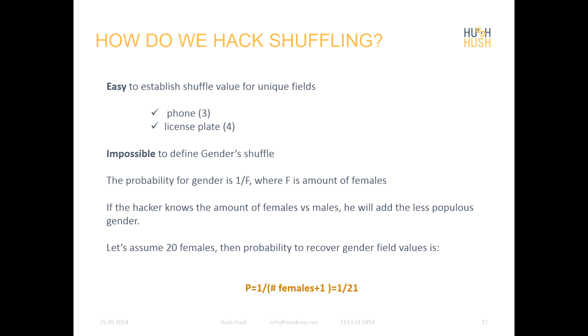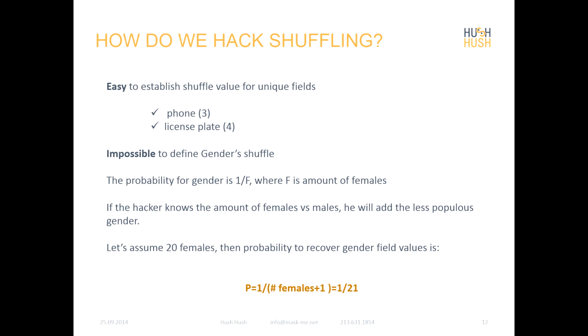If the hacker knows how many women and men were originally in the table, he will insert a record with the gender that has fewer entries. Suppose in our example the basis is 20 women, 20 letters F in tables 1 and 2 in the column gender. Then the probability of a full recovery of the data set for the gender is p equals 1 over the number of women plus 1 equals 1 over 21.